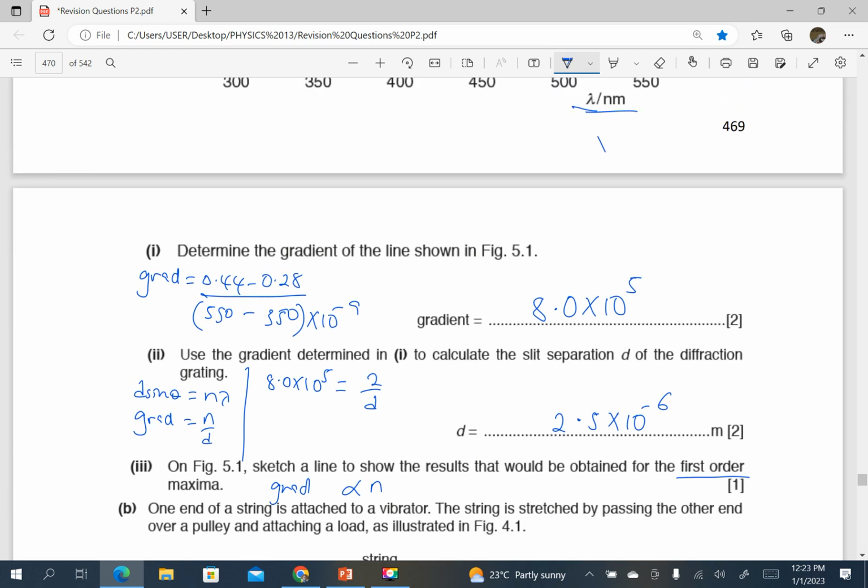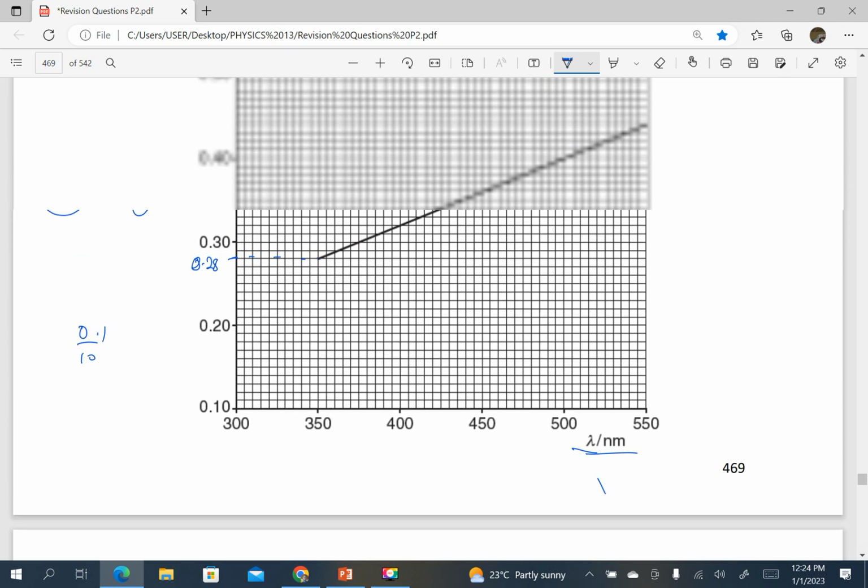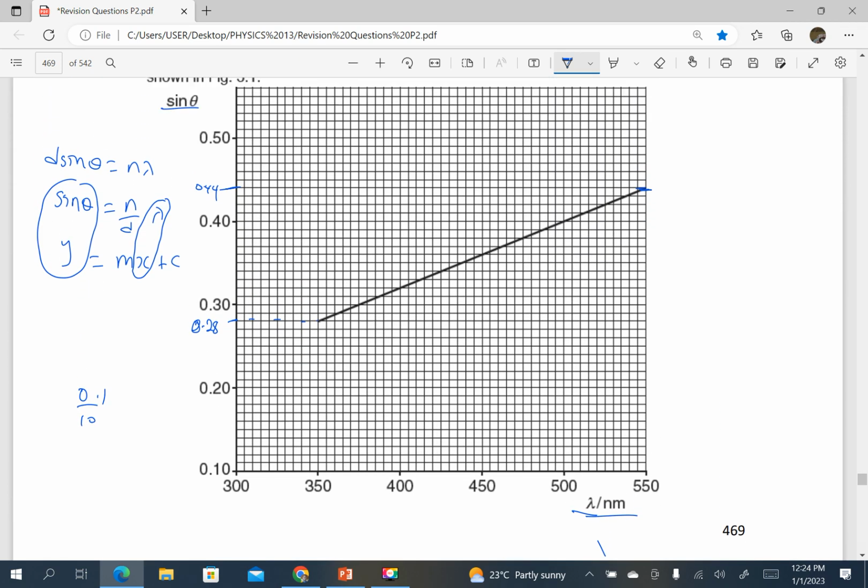What does that imply? So we are going to find a gradient which is half, so the gradient of the new one should be around 4.0 times 10 power 5. So we are going to draw a graph which is less steep than this one. I can check how I can do it easily. Let me see.